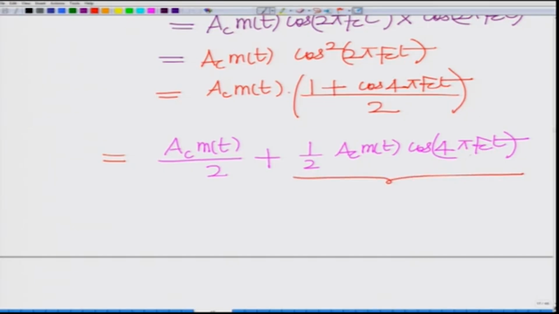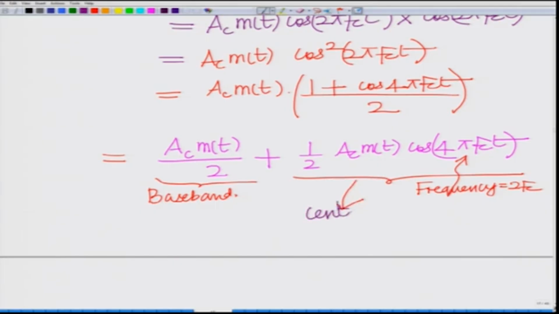If you observe this, cosine 4 pi f c t corresponds to a frequency of 2 f c. This is of course your baseband, that is centered at 0. This component, because of the cosine 4 pi f c t, is centered at 2 f c, alright. So, we have two components, one is A c m t divided by 2, which is m t scaled by A c by 2. So, naturally it is in the baseband, that is from minus f m to plus f m, correct.